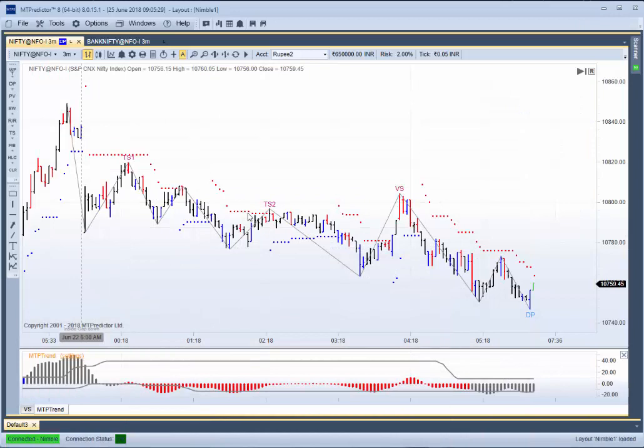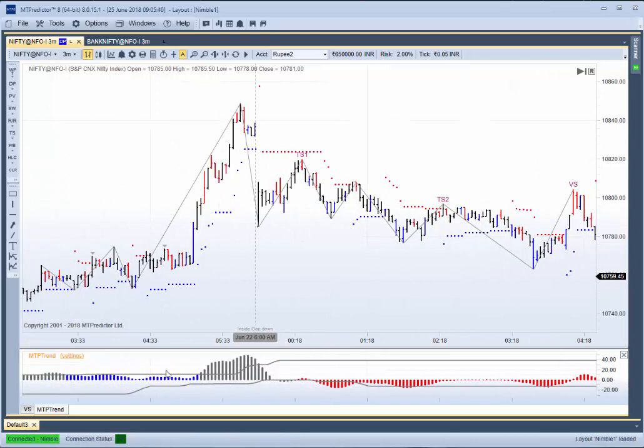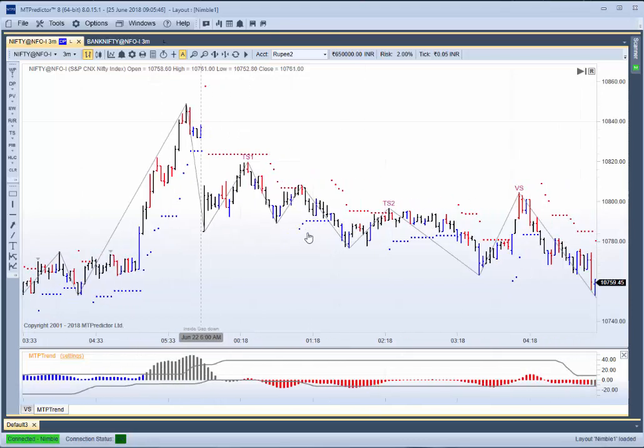Right, let's have a look at the Nifty. This is the Nifty on a 3-minute chart from today, which is the June the 25th. So is MTPredictor a black box system where we simply follow our MTP trend indicator, blue for up, black for in the process of making a reversal, and red for down, or is it something different?